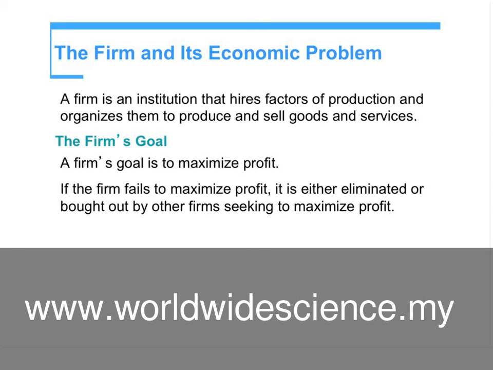and the firm's goal would be maximizing the profit. So each firm will have a goal, which is to maximize their profit and the benefits that they get. So if the firms fail to maximize its profit, it's either eliminated or bought out by other firms seeking to maximize profit. So it's very simple that the companies, for sure, have the goal of maximizing their profit, and that's why they do their business and sell their goods and services. So the major goal is to maximize the profit they get from their businesses.